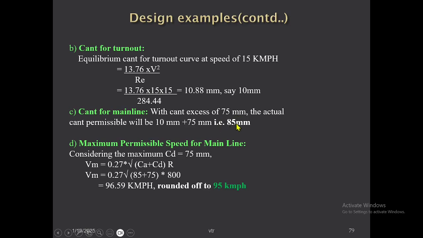So when this is the actual cant, using the relation Vm equal to 0.27 into root of (Ca plus D) into R. Here our actual cant is 70 mm, maximum cant efficiency permitted. So with that, we work out our maximum permissible speed on the main line is coming around 96.59 kmph. So we are rounding down to the next lower multiple of 5, let's say 95 kmph. This is in the case of similar flexure.